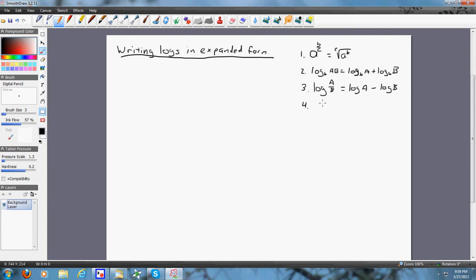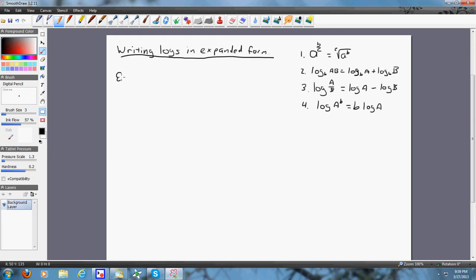And the fourth one is actually probably my favorite log rule. If you have log a to the power of b, it's equal to b log a. Alright, so we're going to use these 4 rules in expanding out. I'm going to give you a couple examples.